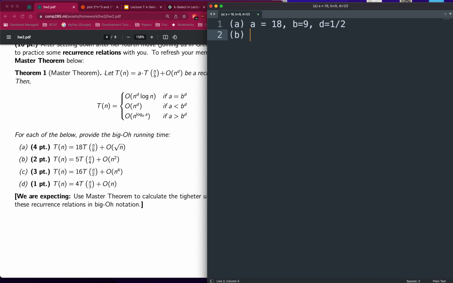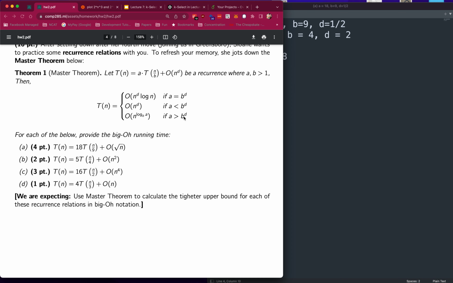For the second one, we have A equals 5, B equals 4, and D equals 2. So essentially, once you have figured out the A's, B's, and D's, you plug them into this formula to see which case you fall into. For example, in this second one, we have A equals 5, and B raised to the D, so that's 4 raised to the 2, that's equal to 16. So that means that A is smaller than B to the D. So you fall into the second case, which then directly gives you the big O running time.